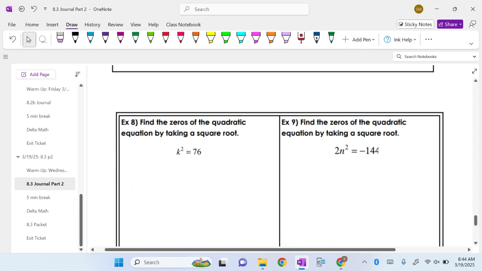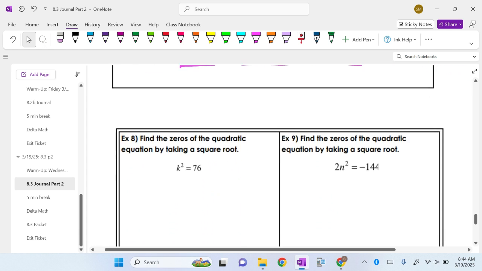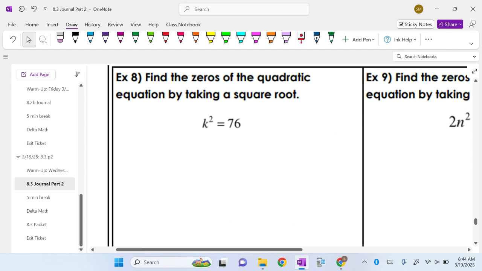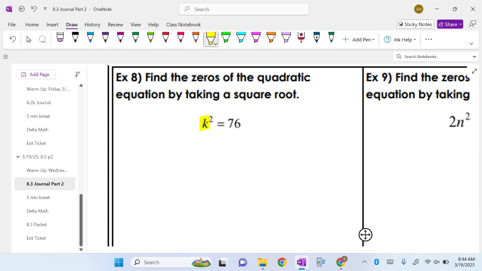All right, let's do some examples. So, example 8. What's our squared value? Where's my variable that's squared? K squared.